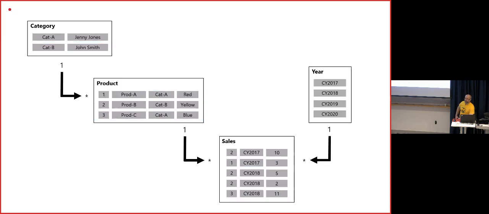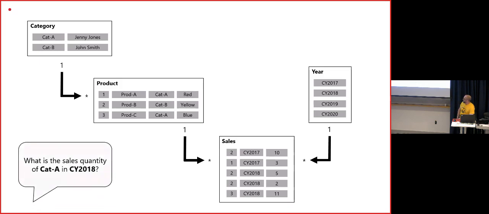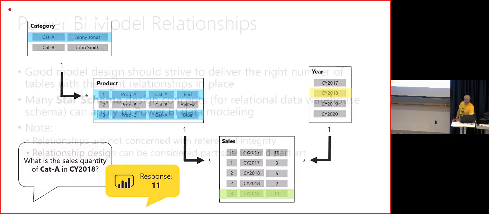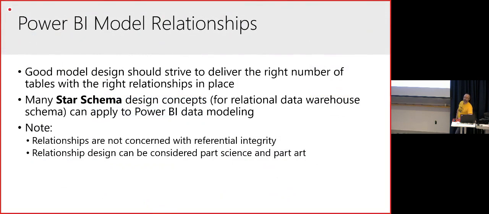One more example. Let's add one more table, year. If our question is, what is the sales quantity of category A in year 2018, we have the same propagation and year to reveal that there is only one row in the sale table filtered. So the answer now is 11. This is exactly what happens when Power BI queries your model, applies filters, and those filters propagate to other tables.